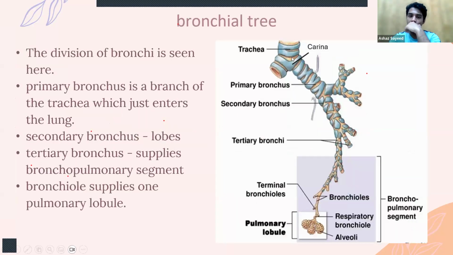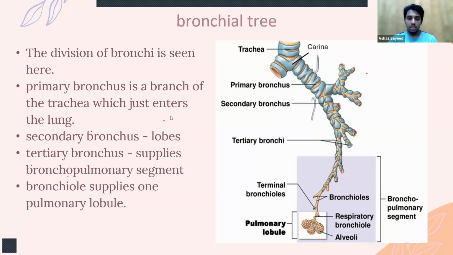The bronchial tree. Look at this. We have the trachea, and at the point of division, the carina, you have the primary bronchus. The primary bronchus just enters the sac. The secondary bronchus supplies the lobes. The tertiary bronchus supplies the bronchopulmonary segments. And the bronchioles supply a pulmonary lobule.